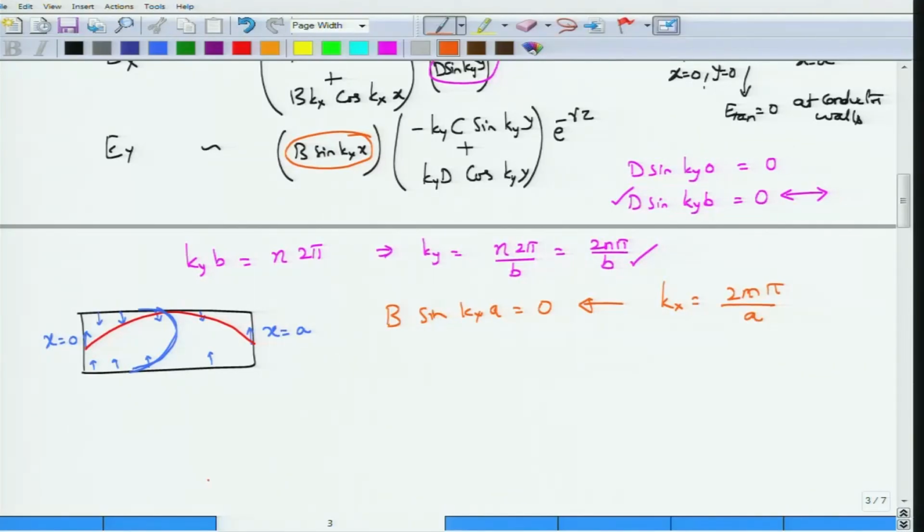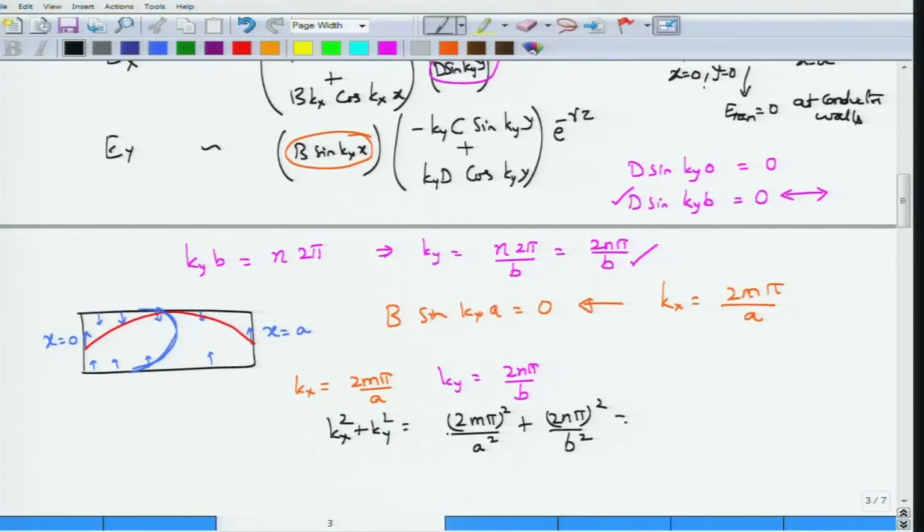Okay, so we know what kx is. kx is 2mπ by a. We know what ky is, right? ky is equal to 2nπ by b. Therefore, I know what kx² plus ky² is now. This is simply (2mπ)² by a² plus (2nπ)² by b². I can rewrite this by taking out (2π)² as a constant and leaving behind (m by a)² plus (n by b)².